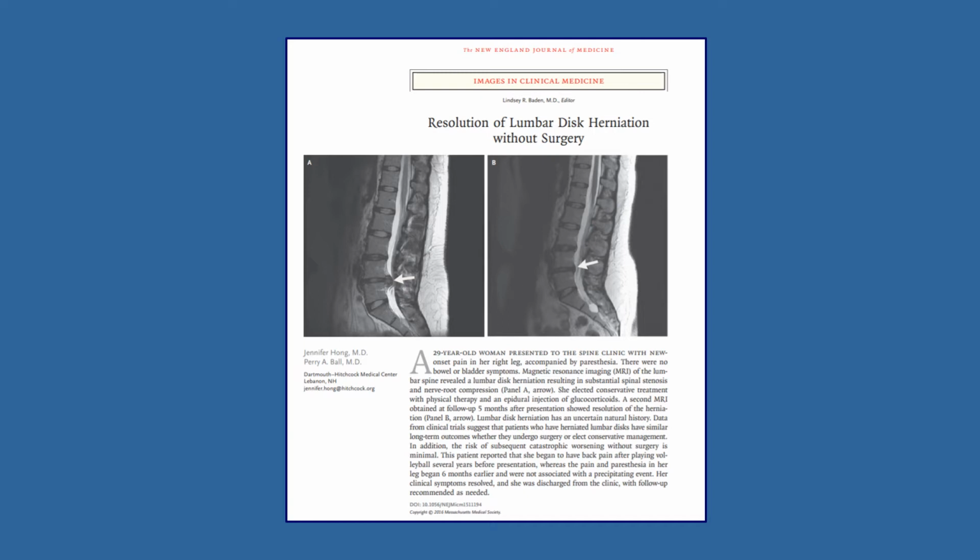They do mention in there about the risk of subsequent catastrophic worsening without surgery. That means that these individuals are going to potentially develop cauda equina where they're going to have bowel and bladder dysfunction, or they may potentially continue to have progressive weakness of their lower extremity to the point where they're really going to notice that during function. But the chances of that are really quite minimal.